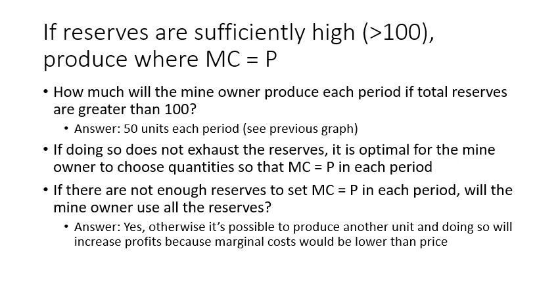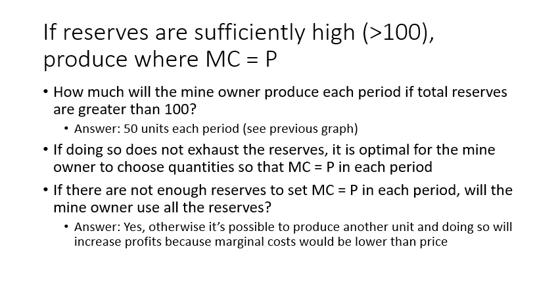Again, if reserves are sufficiently high, greater than 100, we would produce where marginal cost equals price in both periods. How much will the mine owner produce each period if total reserves are greater than 100? Answer, 50 units each period. If doing so does not exhaust the reserves, it is optimal for the mine owner to choose quantities so that marginal cost equals price in each period.